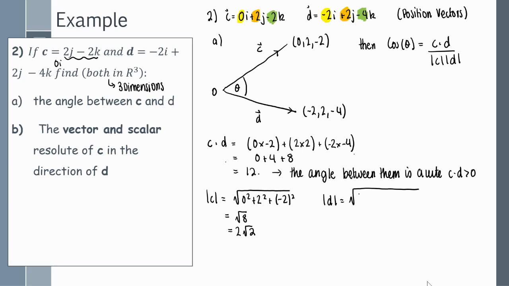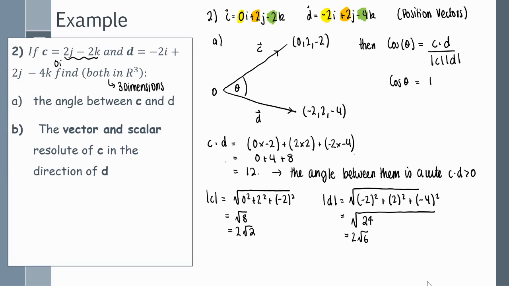The same for the length of D, -2 squared plus 2 squared plus -4 squared. The square root of 4 plus 4 plus 16, and if we simplify that will be the square root of 24. Again, if you break it down, that will be 2 root 6.